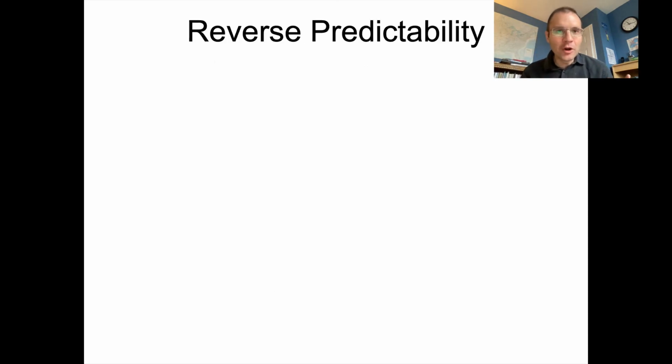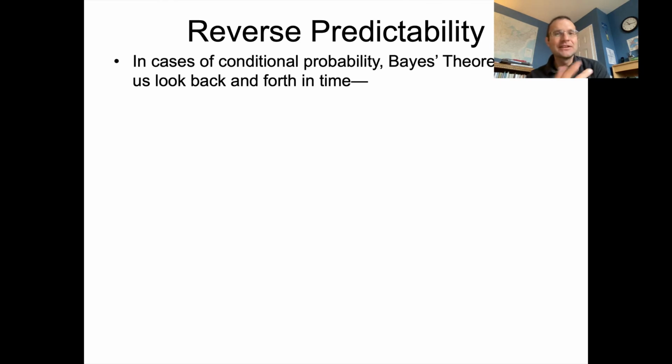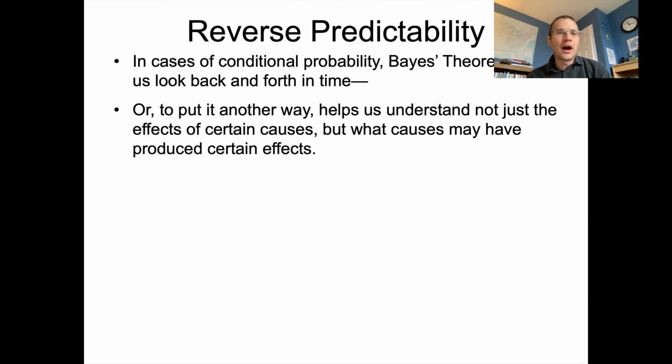and I'm back. Okay, so what's fun about this is that Bayes' theorem can help you look back and forth in time, right? So we saw the outcome in that last scenario. We wanted to figure out what were the possible causes of that outcome. So to put it another way, this can help us understand not just the effects of certain causes, but what causes may have produced certain effects.